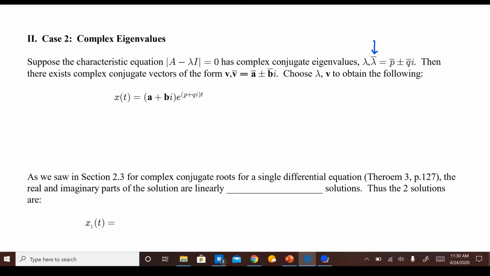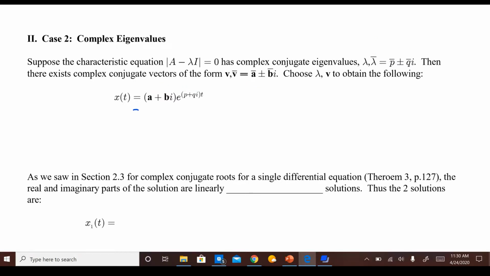x of t equals a plus bi. Notice the bold print on the a and b. That indicates that we're dealing with vectors. Times e to the p plus qi times t. So notice we have chosen one half of our complex conjugate pair. We happen to choose the one with the plus. And here we've also chosen one half of our complex conjugate pair. You can choose either of the two and come up with your solution.